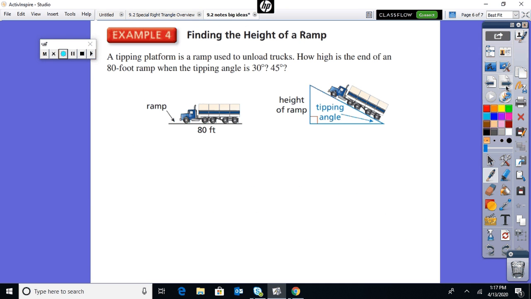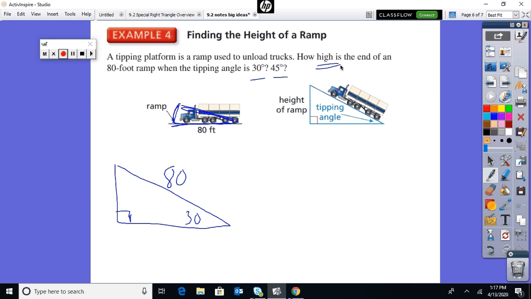All right. Moving along. Our last example, find the height of a ramp. A tipping platform is a ramp used to unload trucks. How high is the end of an 80-foot ramp? So we're going to do this twice, for a 30-degree angle and a 45-degree angle. So when it first gets tipped, this is your ramp and it gets tipped up in the air. So now the ramp is up here. And we want to know how high it is. So that's what we're looking for.